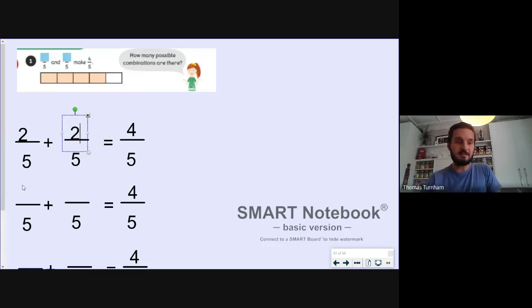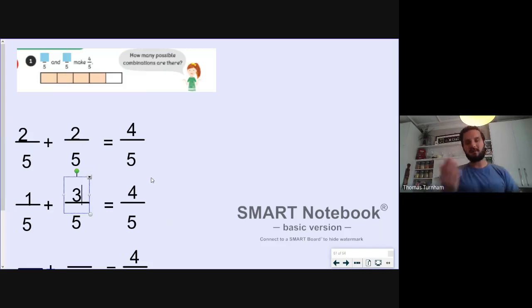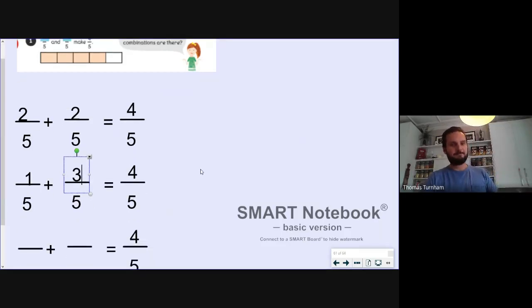Excellent. You might have realized that one person could have 1 fifth and the other person could have 3 fifths. And in fact, we could have switched that round. The first person could have 3 fifths and the second person could have 1 fifth. There's not really any other options if we're keeping the denominator as 5, unless you're going to go down 0 fifths. We'll leave that for the moment.